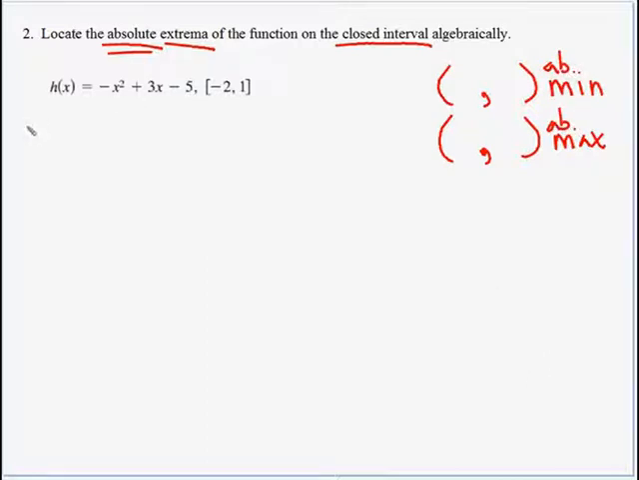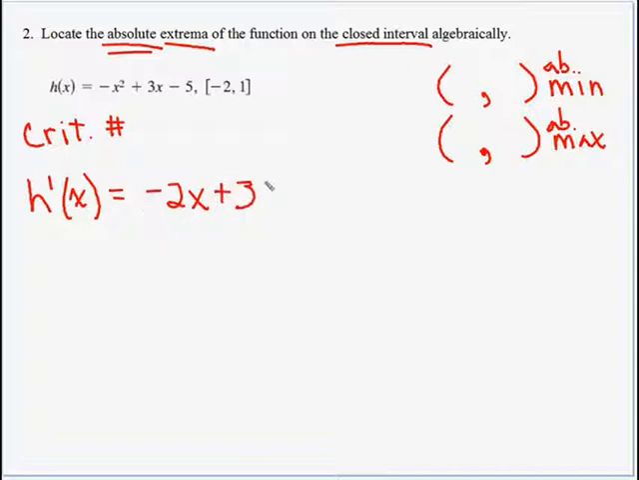So first, we look for the critical numbers. Are there numbers inside the interval from -2 to 1 where we would have possible mins and maxes? So we're going to take our derivative and set it equal to 0. H prime of x is -2x plus 3. And we're going to set that equal to 0. And we subtract 3 from each side. -2x equals -3. Divide by -2, and you get 3 halves. So we have a critical number of 3 halves.